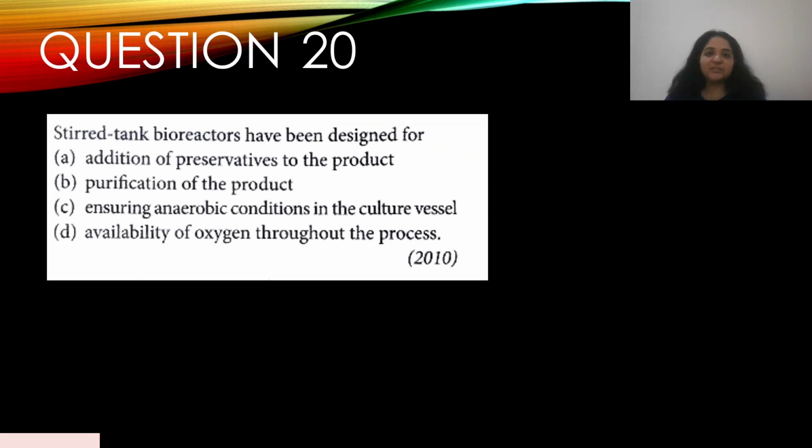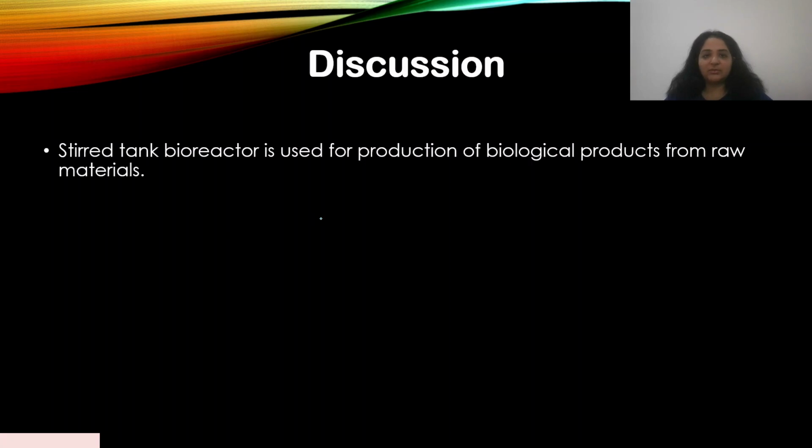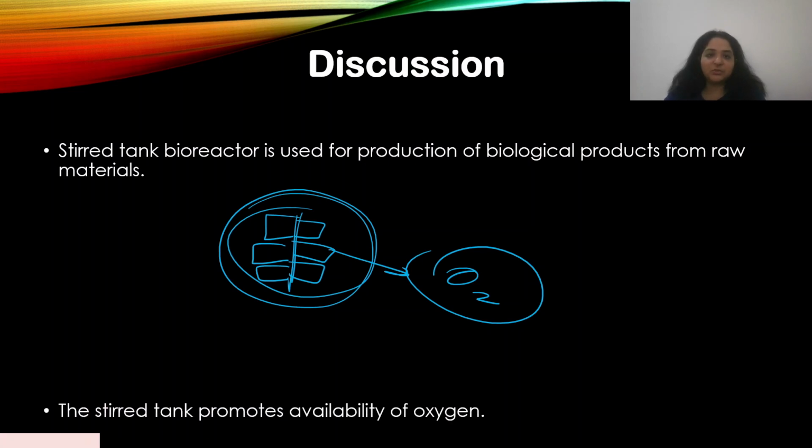Question number 20. Stirred tank bioreactors have been designed for, this appeared in 2010. A. Addition of preservatives to the product. B. Purification of the product. C. Ensuring anaerobic condition in the culture vessel. D. Availability of oxygen throughout the process. We already discussed this. It's a repeat of the previous question. The answer is D, availability of oxygen throughout the process. So you have the bioreactors, you have the stirred tank, and the blades keep rotating on the axis, so that can provide more oxygen. I guess I've answered this question.